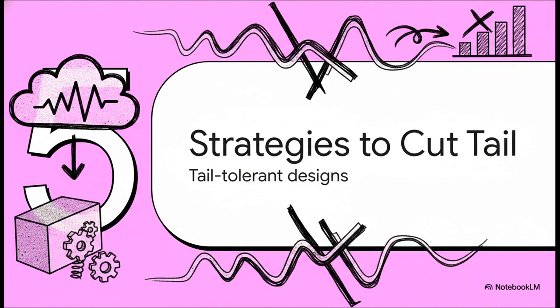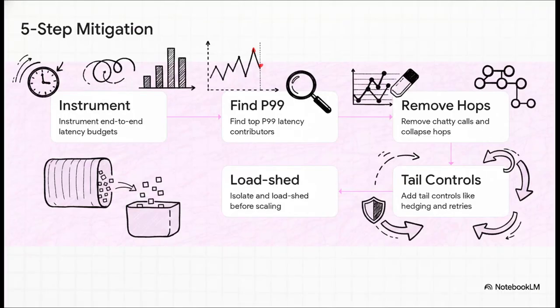Section 5. Strategies to cut the tail. So how do we shift from blindly hoping the network is fast to building a resilient, tail-tolerant architecture? Well, here's the definitive 5-step mitigation runbook, straight from large-scale operators.